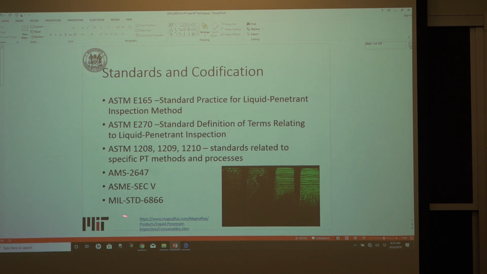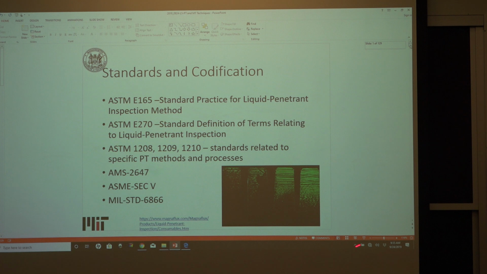And then finally, the U.S. government, Department of Defense, issues mill standard codes. So Professor Eager actually has an entirely separate module on codes and standards. And if you're interested, then there's, I think it's a 6-lecture module on that.